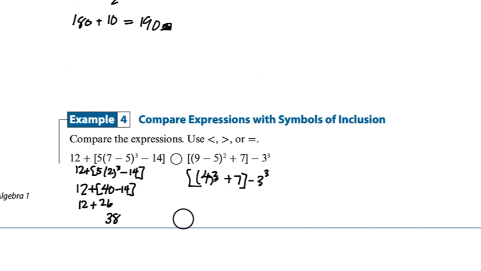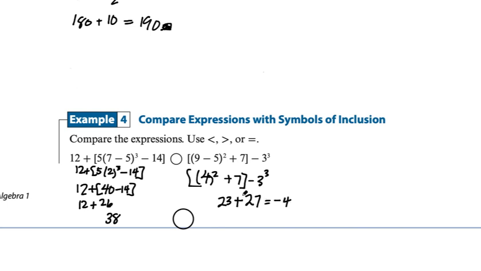That's going to be 16 plus 7, which is going to give us a 33. Let me think. 16 plus 7 does not give us 33. It gives us 23. And then we're going to subtract from that 3 to the third power, which is 27. And when we do that, we end up with a negative 4, right?